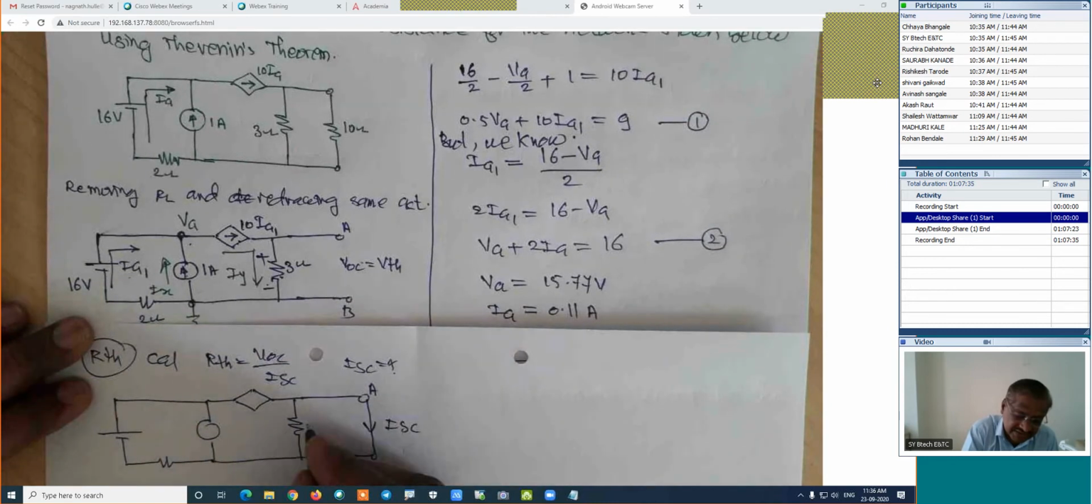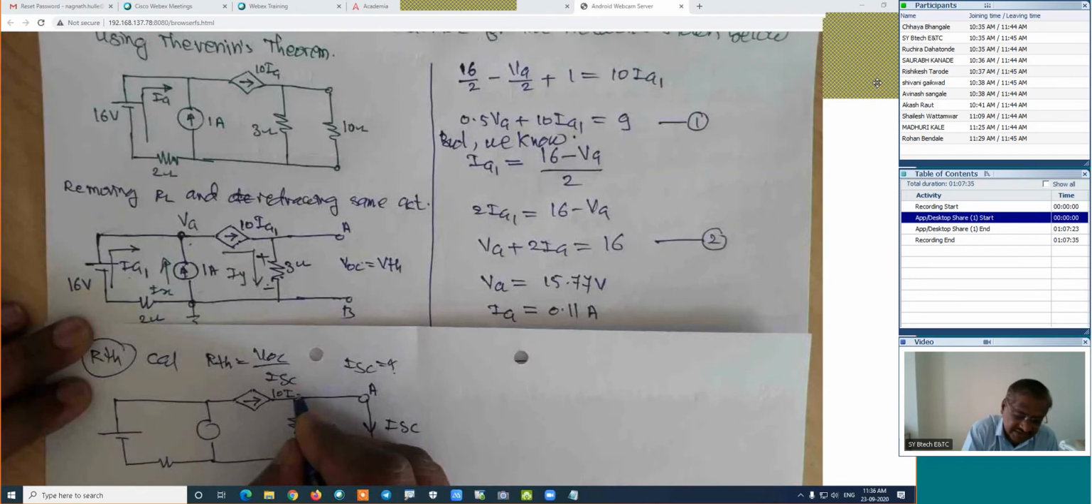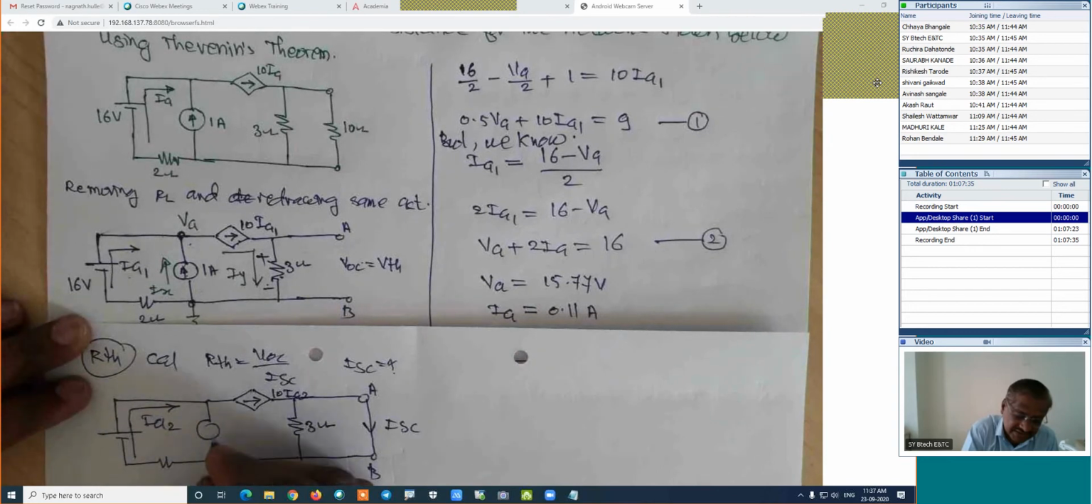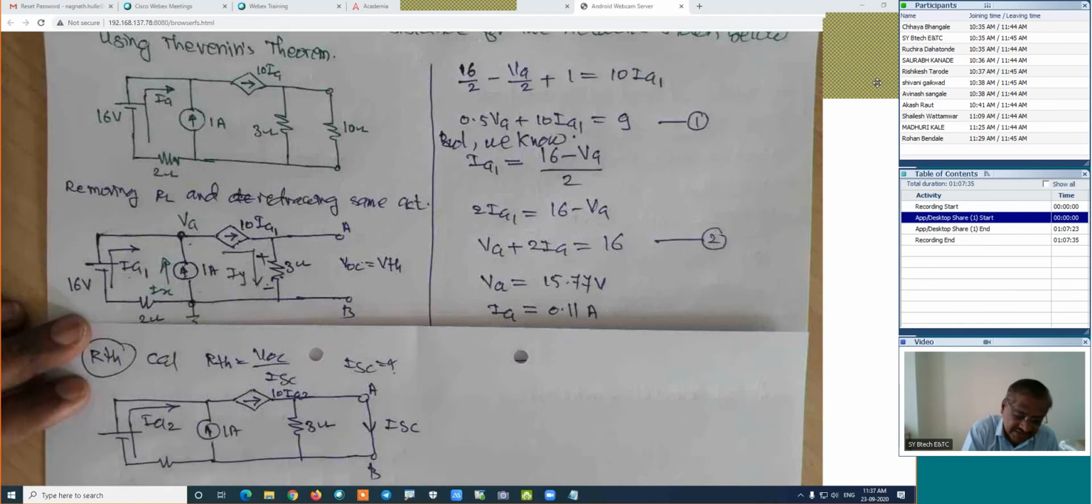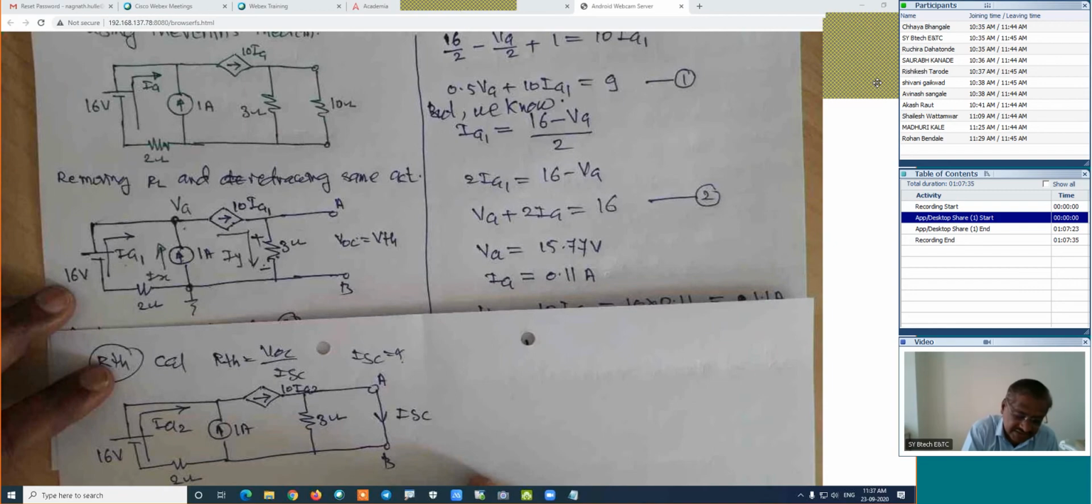This is 3 ohm. This is the current, which is 10 IA1. In this case, I will name it as 10 IA2, because the current in this branch I am naming as IA2. Is it right? This current is 1 ampere. Now look carefully. This is 16 volt. This is 2 ohm. 16 volt, 2 ohm. Now a little careful.